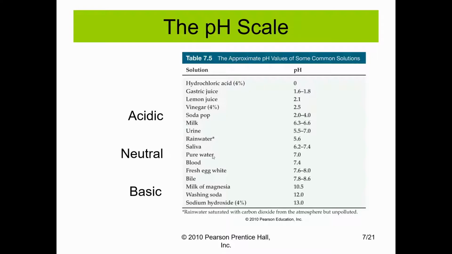Around 7 is pure water. This is going to be our neutral area. Anything close to 7, whether it's slightly acidic or slightly basic, is going to be considered a weak acid or a weak base. The closer our acids get to 0 and our bases get to 14, the closer they get to becoming a strong acid or strong base.